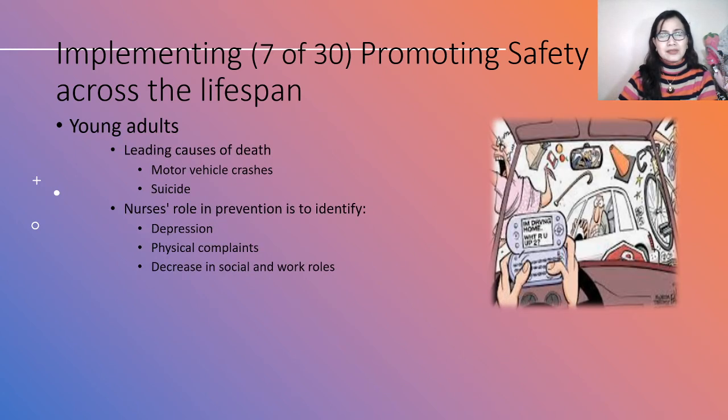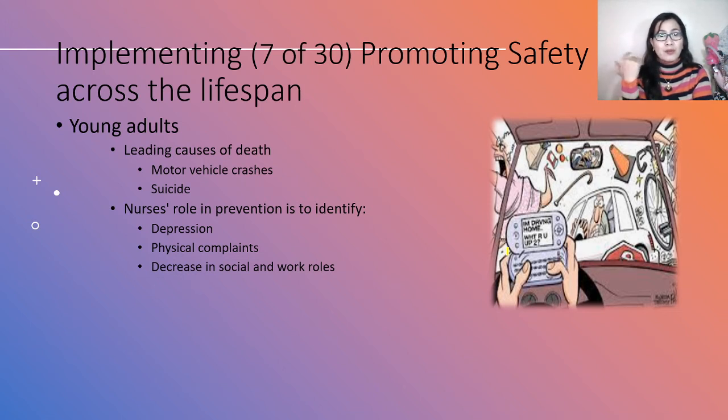For young adults, the leading causes of death are motor vehicle crashes and suicide as well. Take note that you provide health teaching to warn young adults to not operate any cell phone or gadgets while driving, and we also have to emphasize patience when there's traffic.